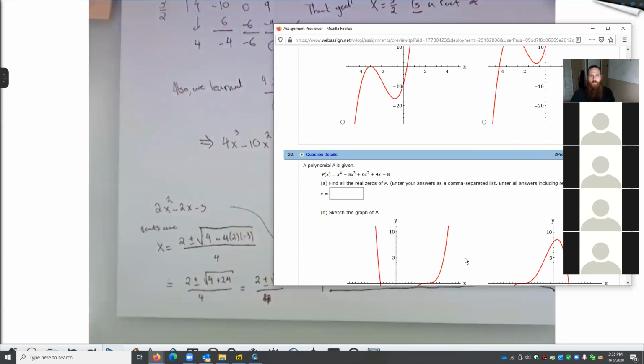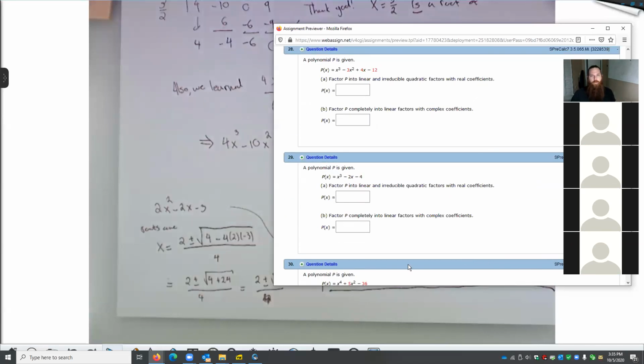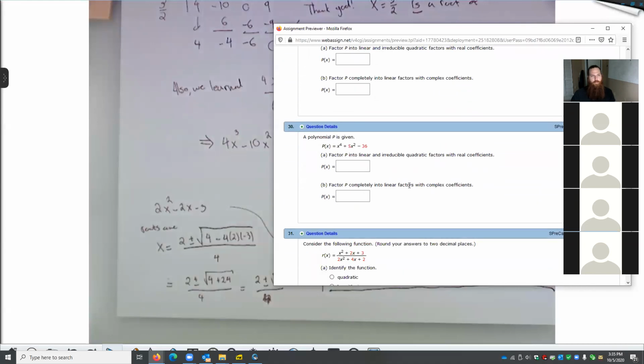All right, so get cracking on this homework. There is quite a lot of it. You want to finish up as much of the polynomial stuff as you can today. Yep, multiplicity two, or even multiplicity in general, just means bouncing. It can bounce positive to positive or negative to negative.